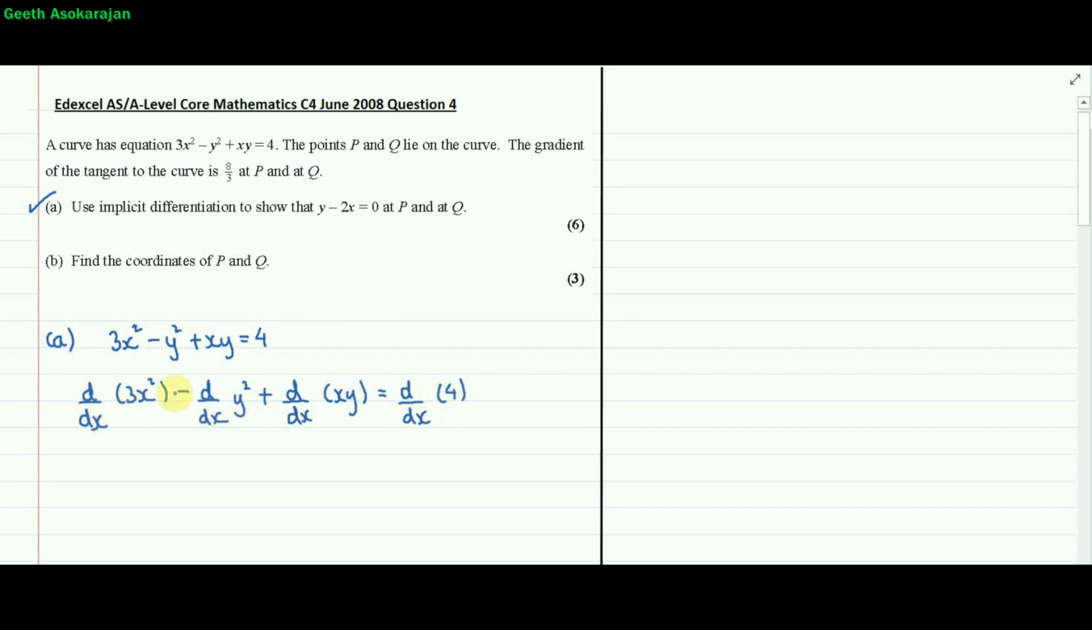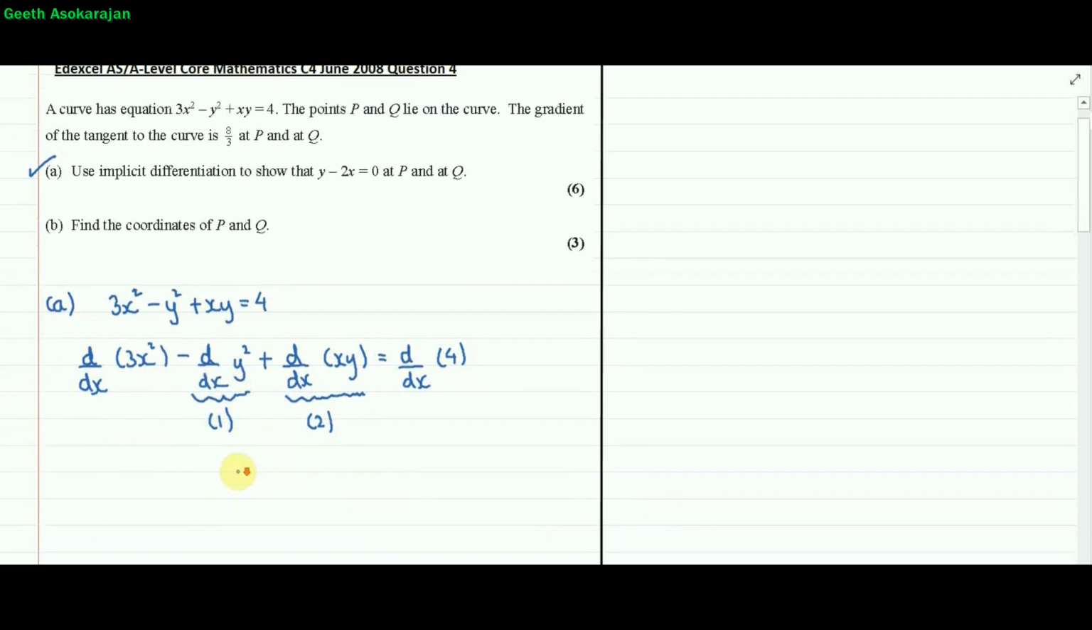So in this particular step we need to differentiate every single term in this equation, left hand side as well as right hand side, with respect to x. Now the derivative of 3x squared is straightforward, we'll get 6x. Likewise the derivative of 4 is straightforward, we'll get 0. However, let's differentiate y squared and xy with respect to x. So firstly, let me differentiate y squared with respect to x, let me call that number 1, and then I'll differentiate xy with respect to x, let's call that number 2. Let's do these two as side calculations.